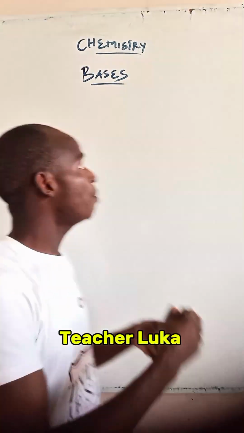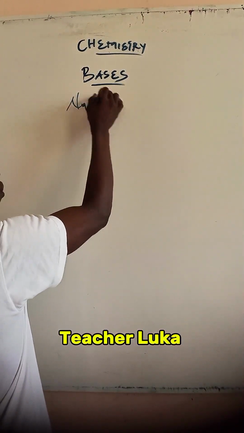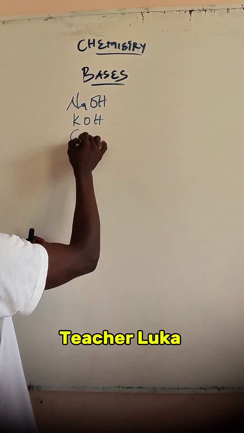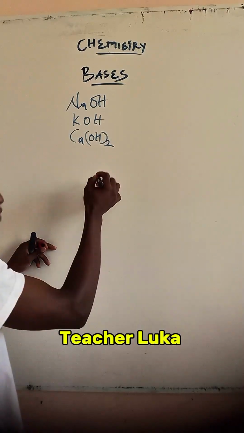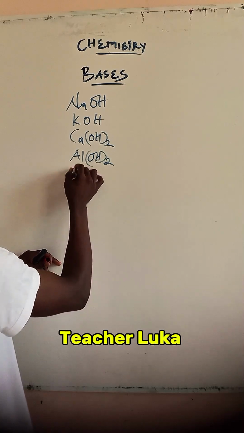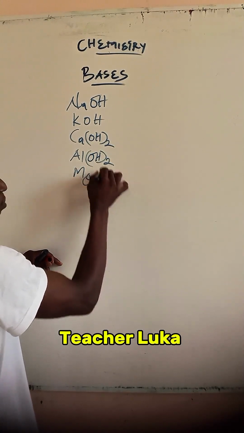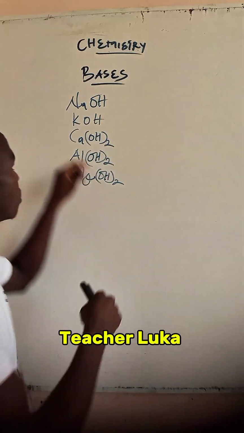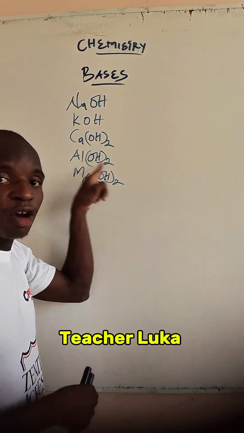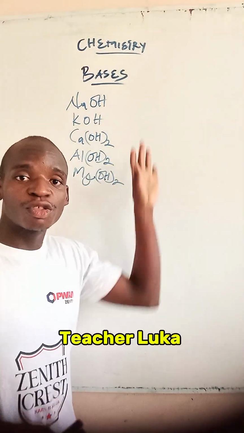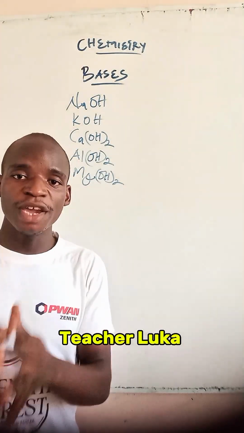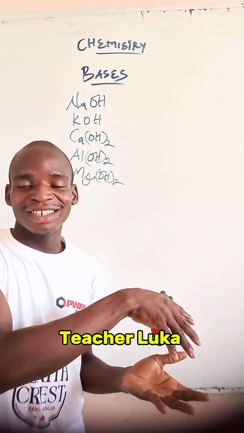Now the common examples of bases that we have are simply what? Metal hydroxides. Okay. So come with me. So we have NaOH. Are you with me? We have KOH. All right. We have Ca(OH)2 too. Are you following? We have Al(OH)3, and then we have Mg(OH)2. Okay, so this is sodium hydroxide, potassium hydroxide, calcium hydroxide, aluminum hydroxide, and what? Magnesium hydroxide. So these are what? Bases. Are you following?